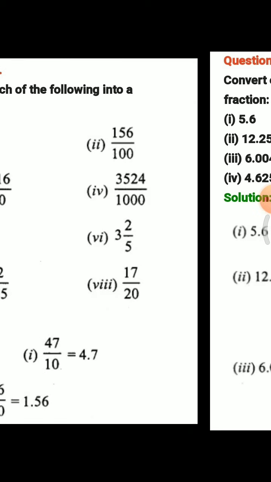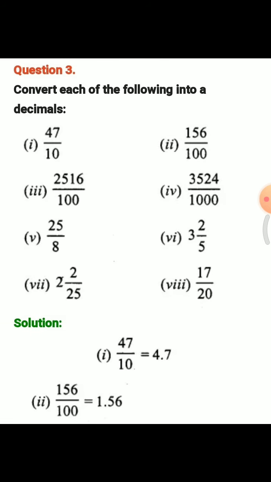Is that clear? Next question: convert each of the following into a decimal. 47 by 10. In 47 by 10 you see in the denominator only 10. So you place the decimal up to the ones place, one digit to the left. Okay, so your answer will be 4.7. Just like in the second question, 156 by 100, your answer will be 1.56. Okay. The next question is homework. Okay. If you have any problem, then you will discuss with me.